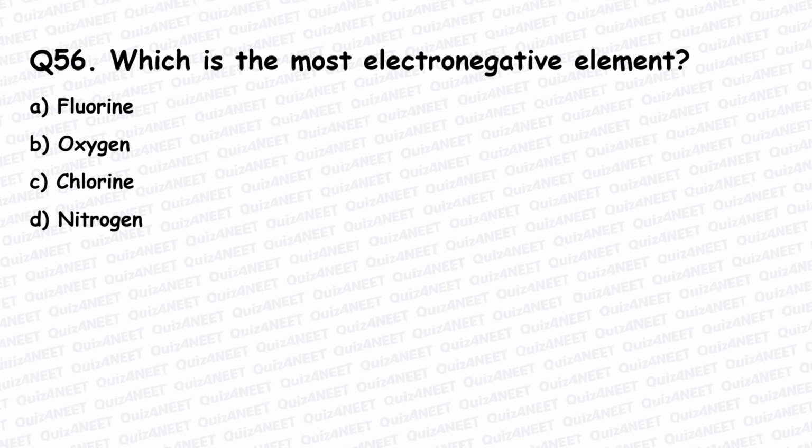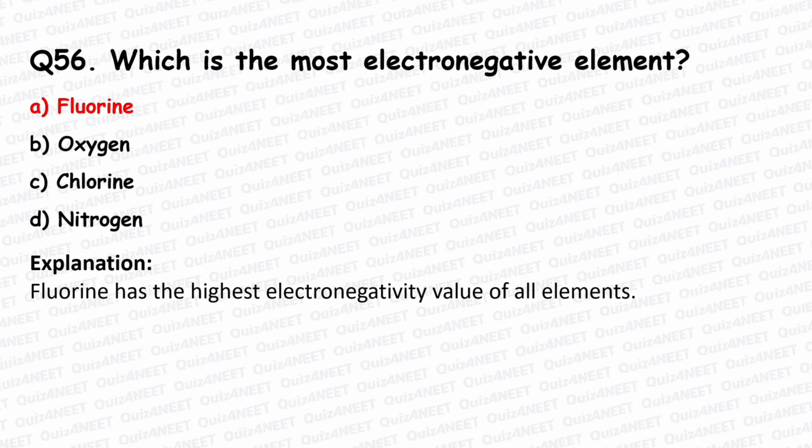Q56. Which is the most electronegative element? A. Fluorine, B. Oxygen, C. Chlorine, D. Nitrogen. Answer. Explanation. Fluorine has the highest electronegativity value of all elements.